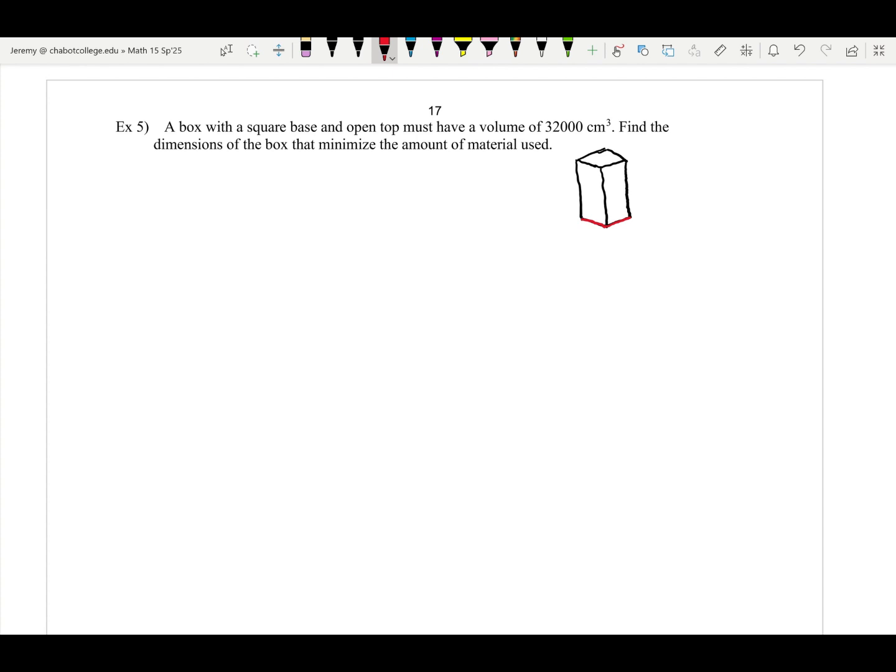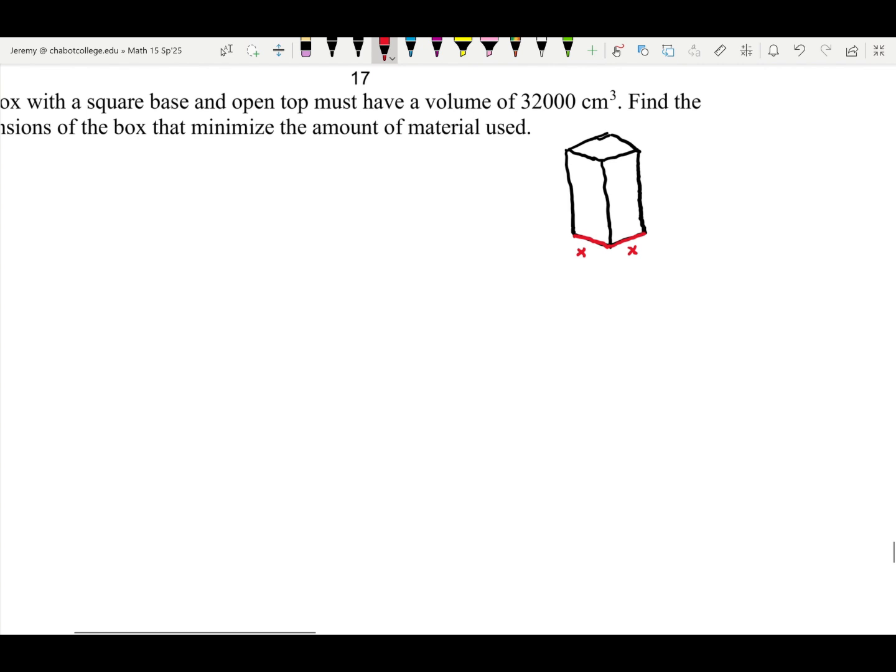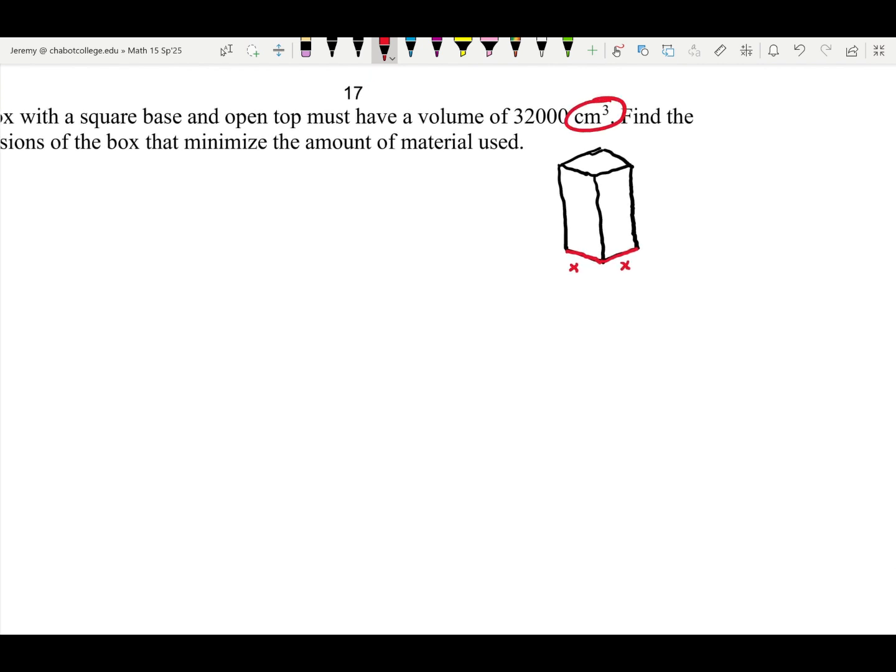So we want to set up variables because obviously all the dimensions of this box are going to be variable. We could just call this x, how about? And since this is a square base, this side will also be x. And our units are going to be centimeters, right? Because the volume is given in cubic centimeters, so it would make sense to put everything in terms of centimeters.